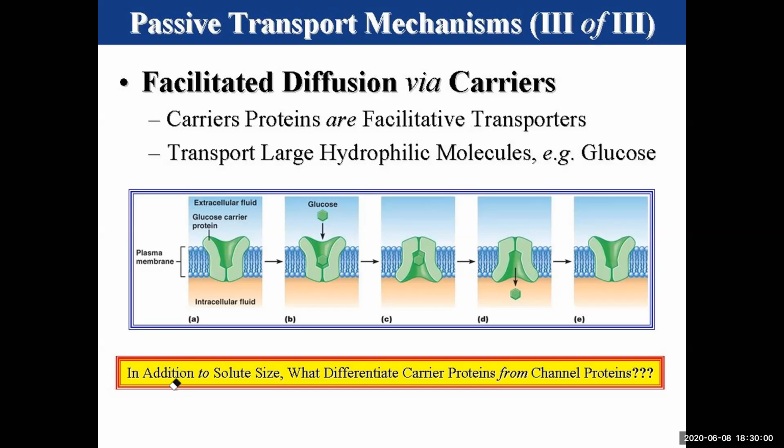Okay, so here, in addition to solute size, what differentiates carrier protein from channel protein? I mentioned that earlier. Channel protein has a pore. Carrier proteins do not have a pore. Carrier protein do not have a passageway. Channel protein do have a passageway. They look like a cylinder, right? So when they open up, there's a continuous passageway that connects the outside of the cell to the inside of the cell. Carrier protein do not have such passageway, do not have such pores.